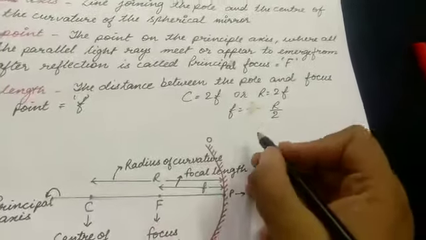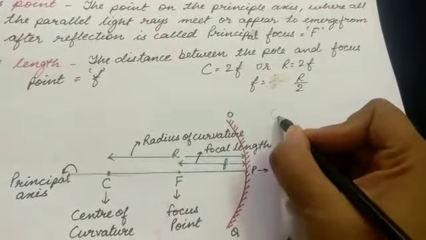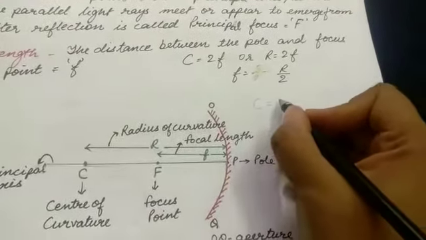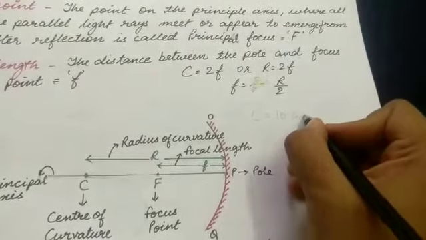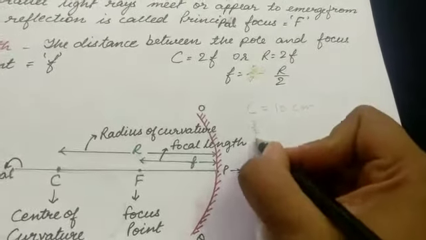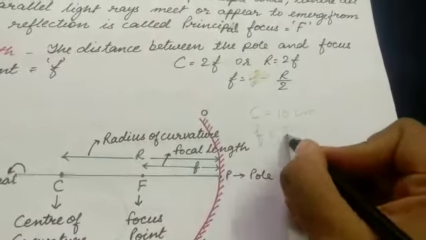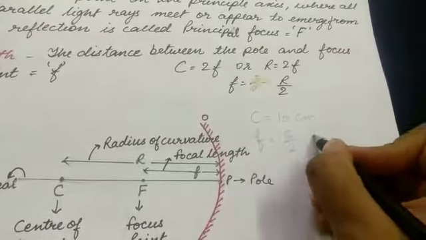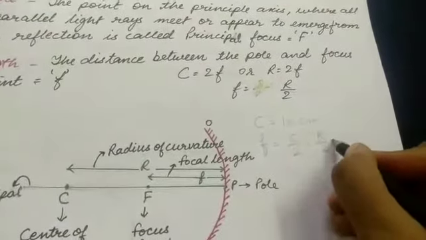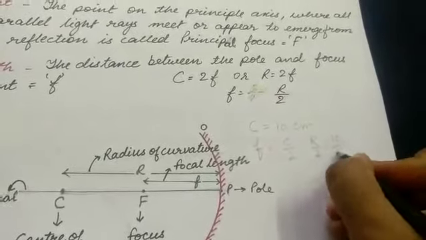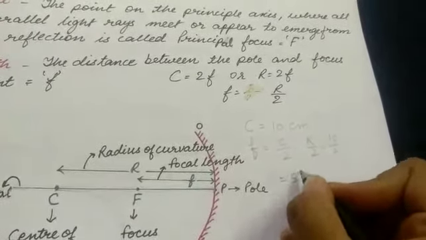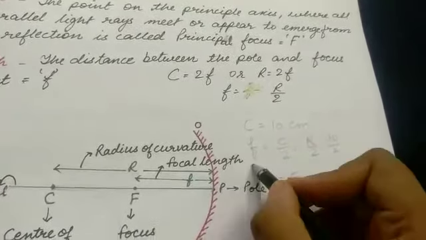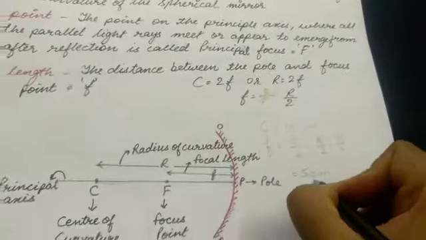For example, if the radius of curvature of any spherical mirror is 10 centimeter, then its focal length will be R by 2, that is 10 upon 2, which is 5 centimeter. So the focal length of that mirror will be 5 centimeter.